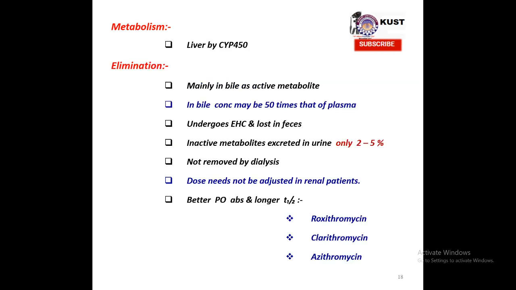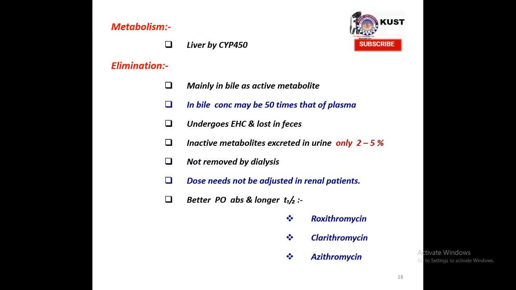They are metabolized specifically by the CYP3A4 microsomal cytochrome P450 enzyme. They are mainly eliminated in the bile as an active metabolite. In bile, the concentration may be 50 times that of the plasma. They undergo enterohepatic circulation and are lost in feces.